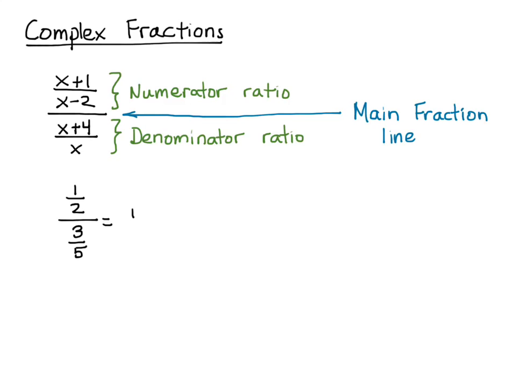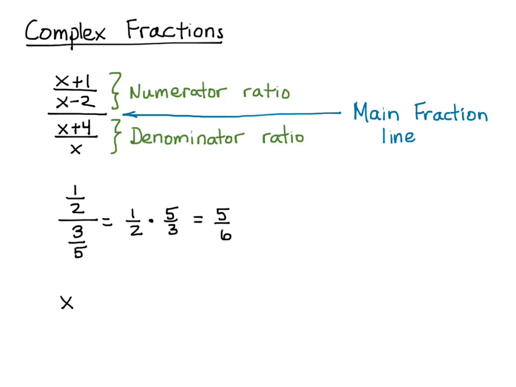Okay, so here's an example if we're going to do it with just numbers. We have 1/2 divided by 3/5. And so that's 1/2 times 5/3. So I've taken the reciprocal of this denominator ratio, and now I can take 5 times 1 is 5, 2 times 3 is 6, and I get 5/6. Okay, so that's the basis for everything we're doing with complex fractions here.